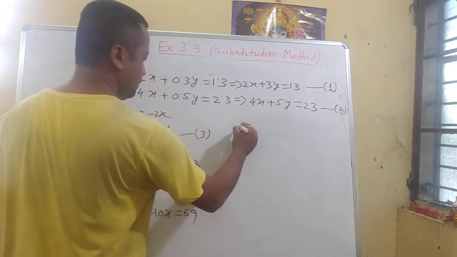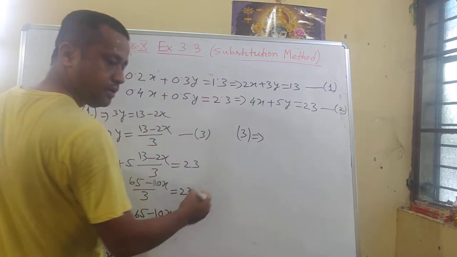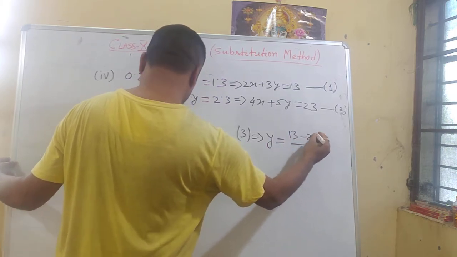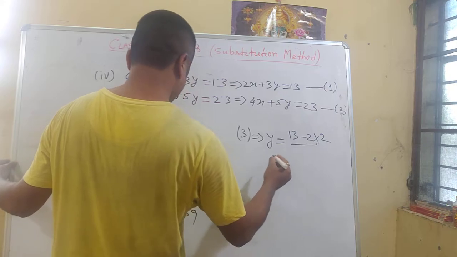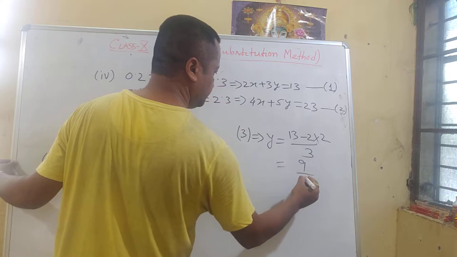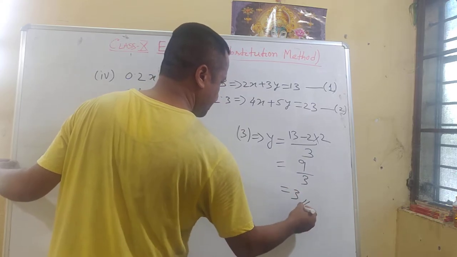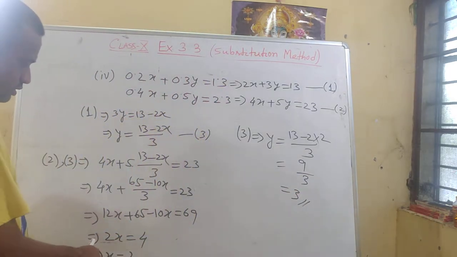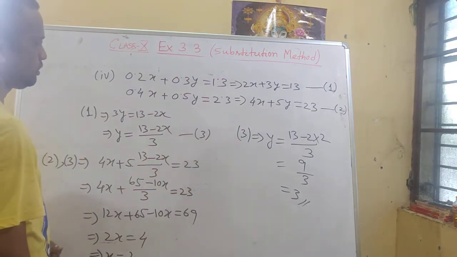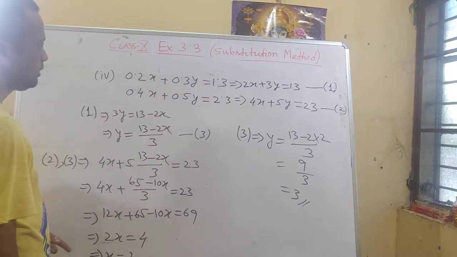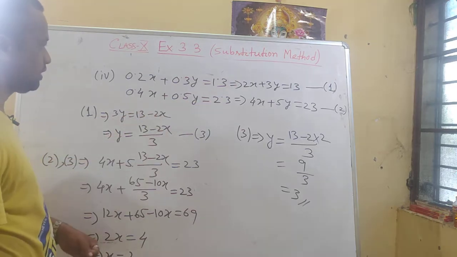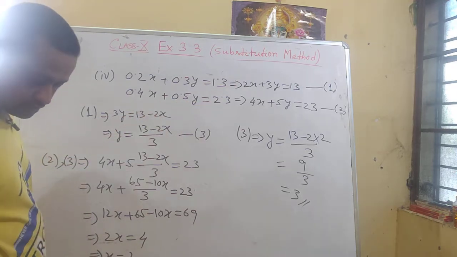So next, y is equal to 13 minus 2x divided by 3, where x is 2. So 13 minus 4 is 9, divided by 3, that is 3. So y is equal to 3 is the solution and x is equal to 2 is the other solution. So these two equations, 0.2x plus 0.3y is equal to 1.3 and 0.4x plus 0.5y is equal to 2.3, are solved by substitution method.